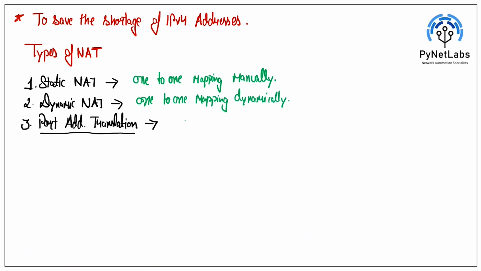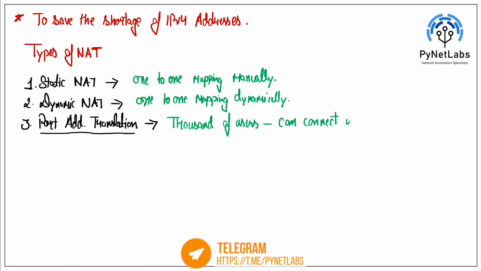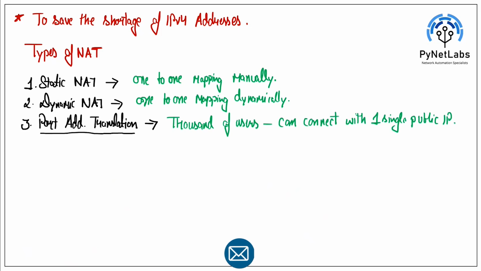And when it comes to port address translation, this is the most important part. So let's discuss port address translation in detail. Thousands of users can connect with one single public IP. This is the reason why we use port address translation: it uses port numbers mapped to the single public IP for the different connections. Port address translation is the real reason why we are not running out of IPv4 addresses.